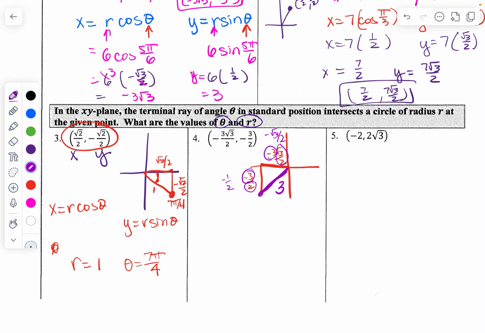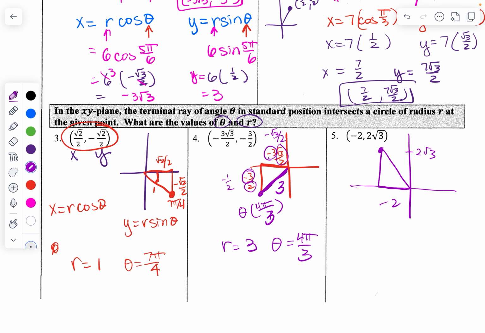That looks like the point if theta was 4 pi over 3. So we know the radius is going to be 3, and theta equals 4 pi over 3. Last one, we go negative 2, comma 2 root 3.